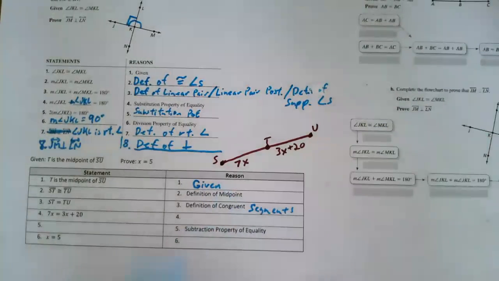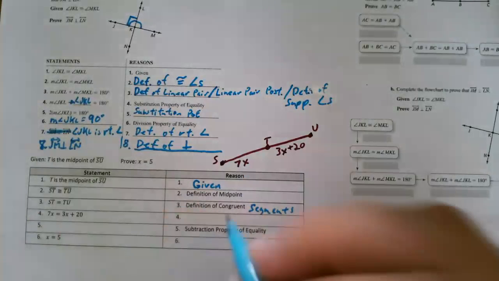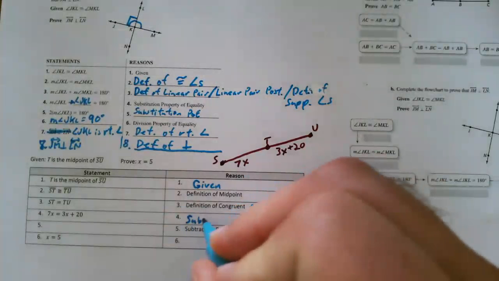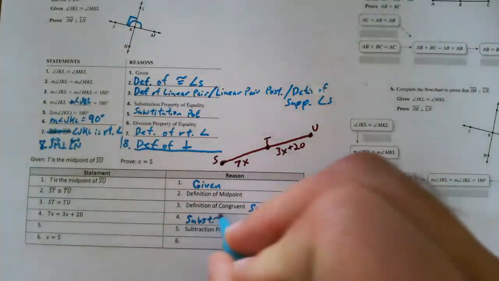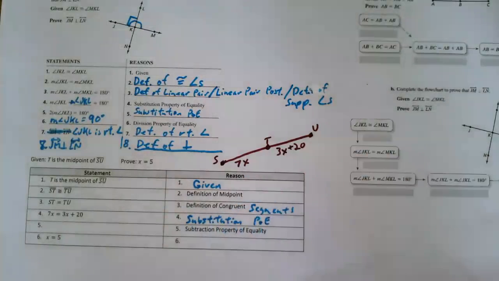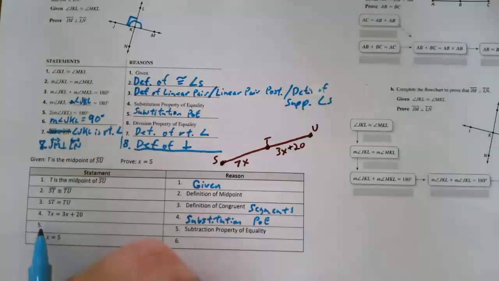So substitution. Here, they replaced both sides of our equation with the values that we had on the image. So replace them with equal values. That was substitution. And substitution, property of equality. Anytime I have property of equality, I usually just put POE, just to abbreviate, make it shorter. Again, property of equality.